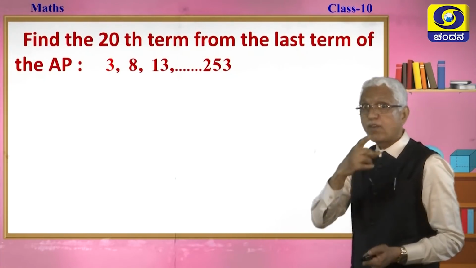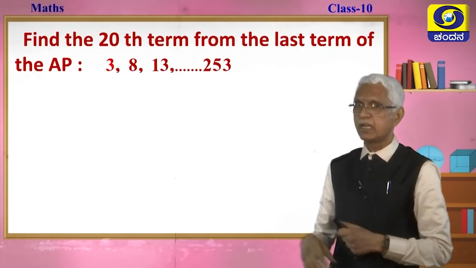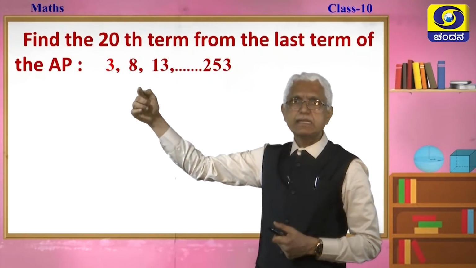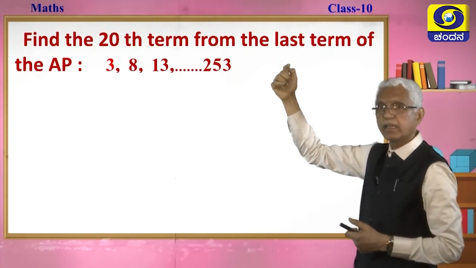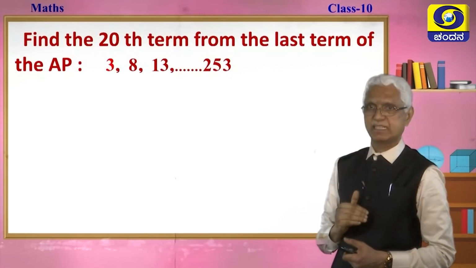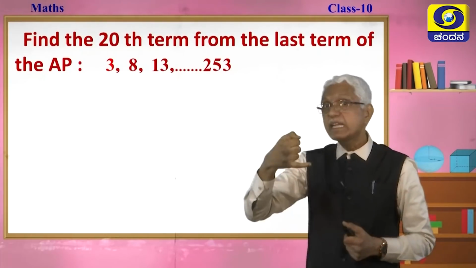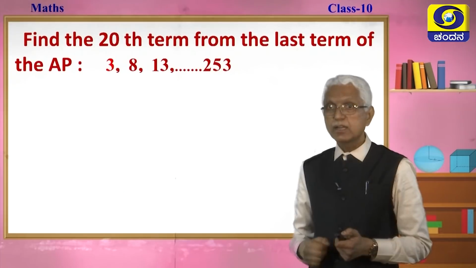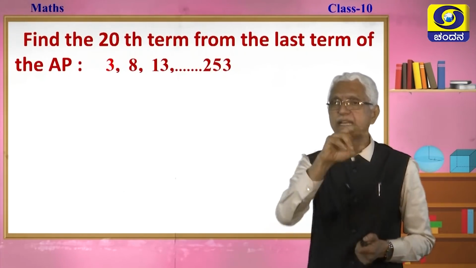See there. Find the 20th term from the last term of the AP. You are given an AP. What is the AP given? 3, 8, 13, dash dash dash, which is the last term? 253. Correct? Now, from the last term you want the 20th term. Right? Okay. Please observe here. What is L? Last term. It is 253. Correct? What is d? 8 minus 3, 5. 13 minus 8, 5.